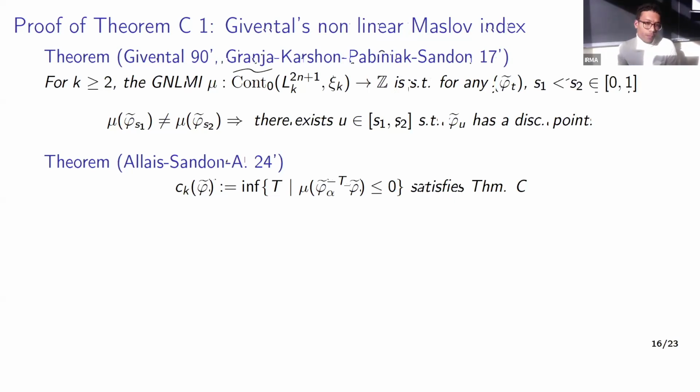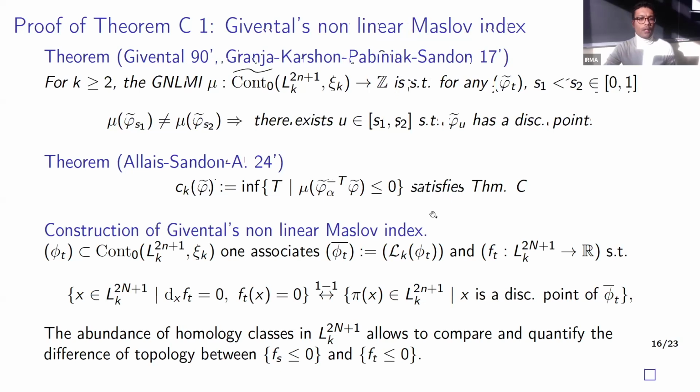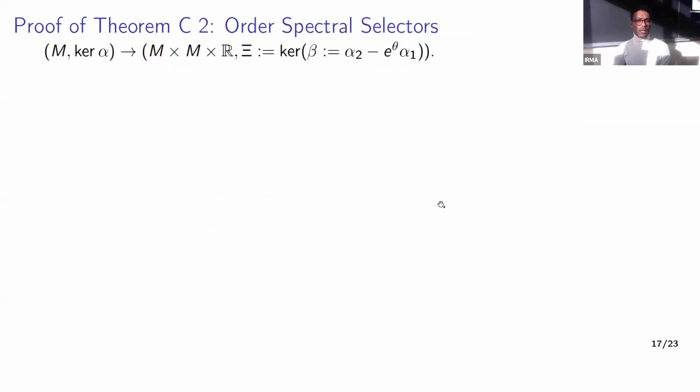So we have to be more careful about the properties of the nonlinear Maslov index, of course, but at least maybe you can have a rough idea of why this map will select a value of the spectrum, because this number changes exactly when you have a discriminant point. And this map having a discriminant point is exactly the same as saying that phi has a translated point of translation t. Okay, so yes, this is a bit technical, but the Givental nonlinear Maslov index is constructed using generating function techniques.